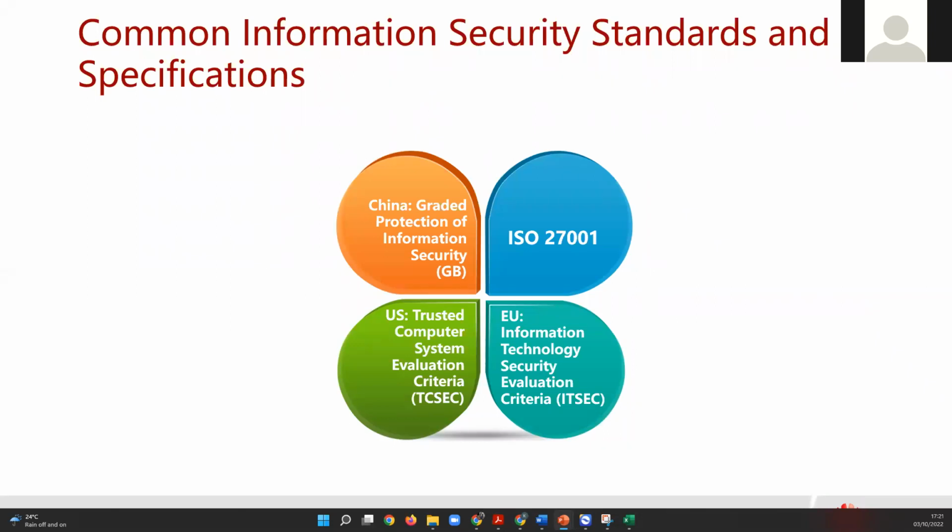So some of the common IS standards and specifications we have: in China, we have the Graded Protection of Information Security, usually called GB. We have the ISO 27001. I'd already mentioned it. You can just get my pointer so that you can follow it up.